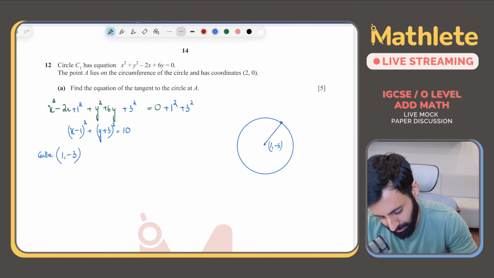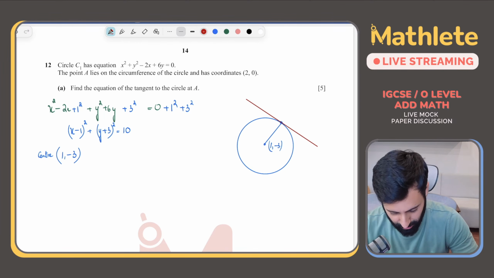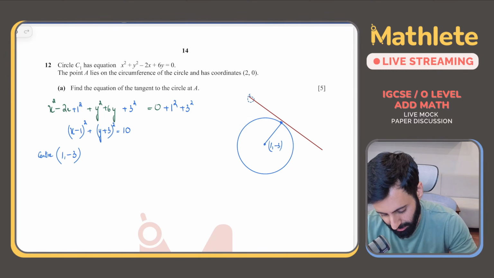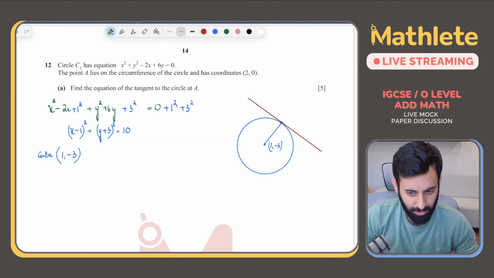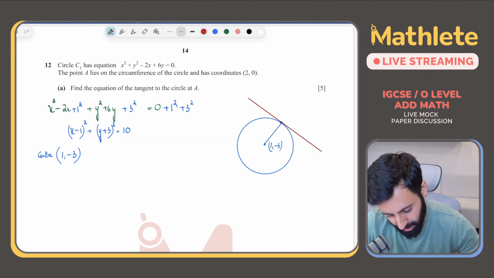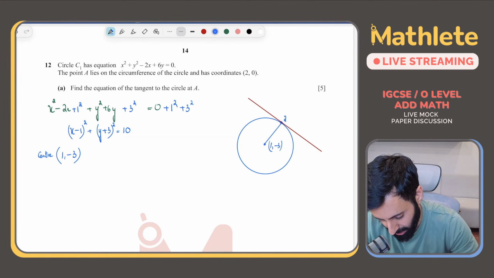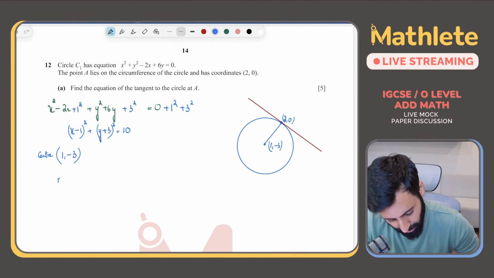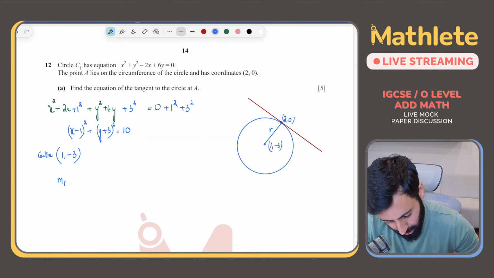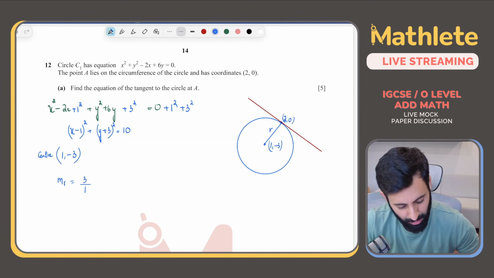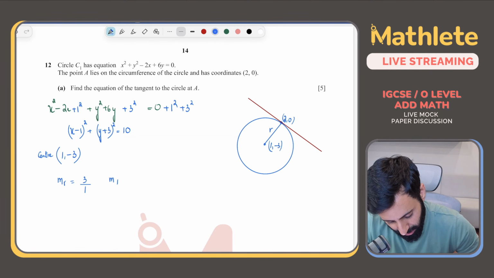And we are supposed to find out the equation of this red line. This is basically the line that is tangent to the circle. Now, you can see that this is a downward sloping line. That means it should give me a negative gradient. So let's find out the gradient of the radius. Gradient of the radius will be 0 minus 3 upon 2 minus 1, that's equal to 3. Which means that the gradient of tangent will be equal to minus 1 upon 3.